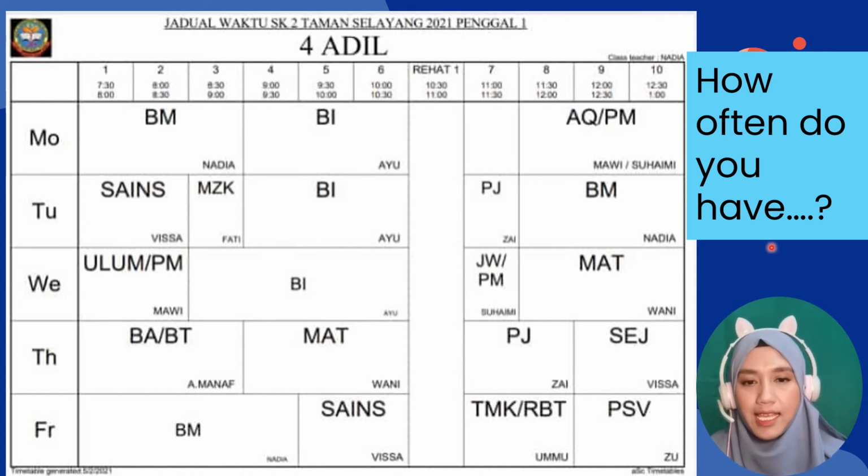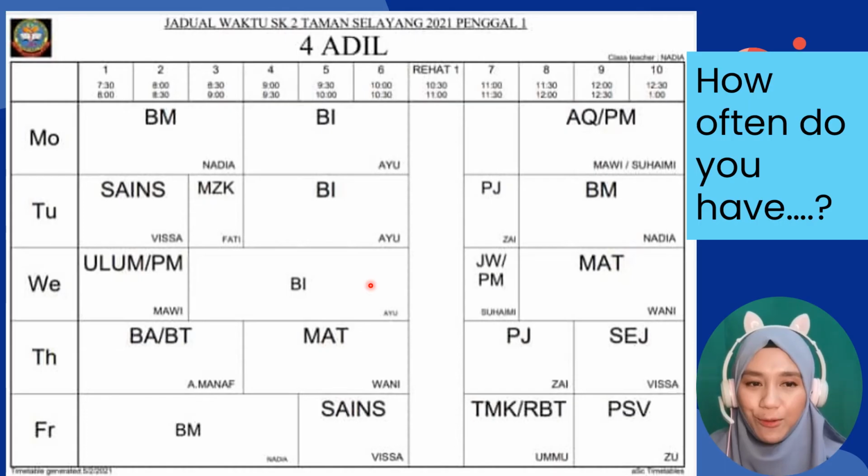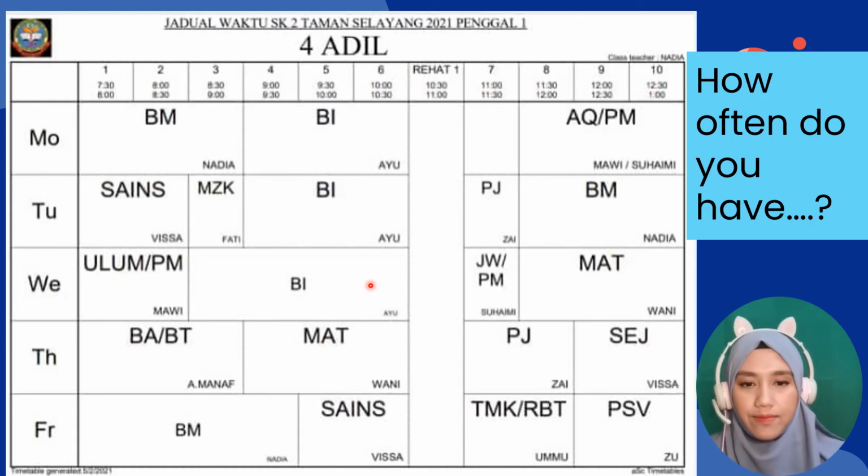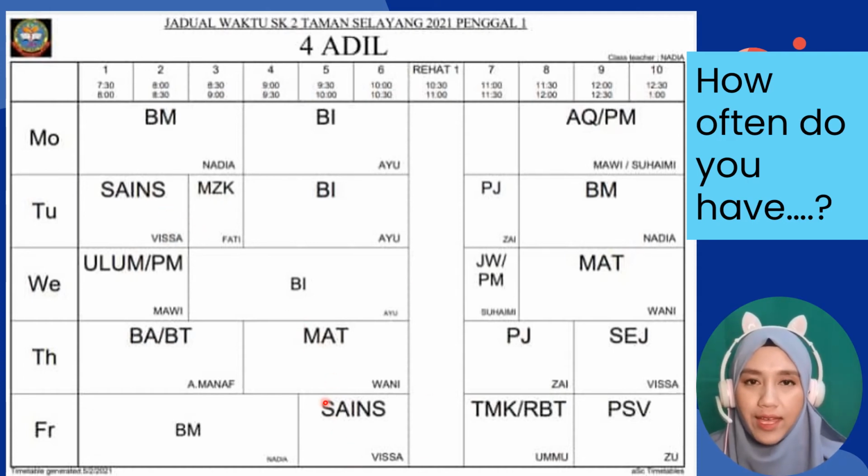So look here, this is your timetable. Okay, so how often do you have English? 1, 2, 3. 3 times a week. How often do you have music? Only on Tuesday. So you have music once a week. How often do you have science? 1, 2. So you have twice a week. Did you get it?